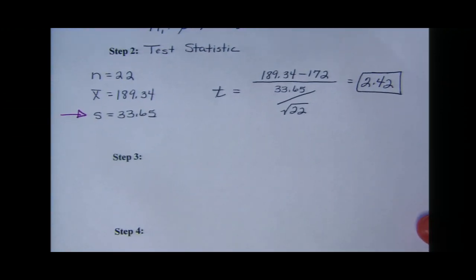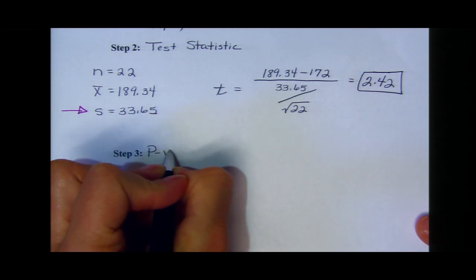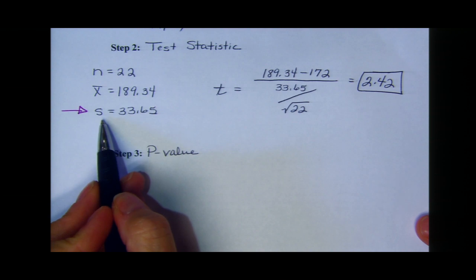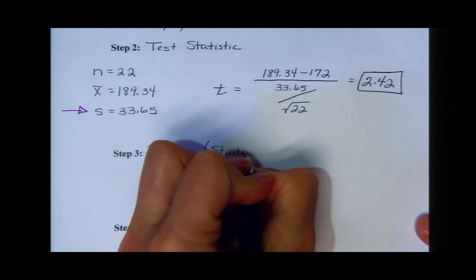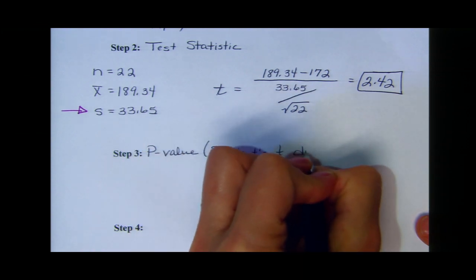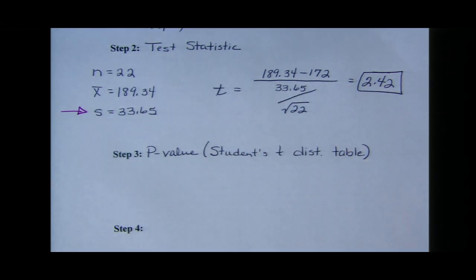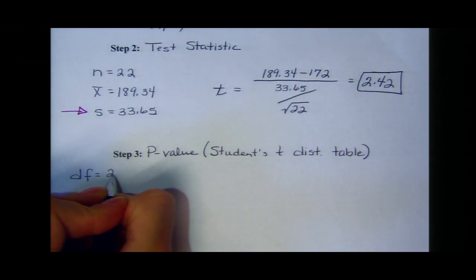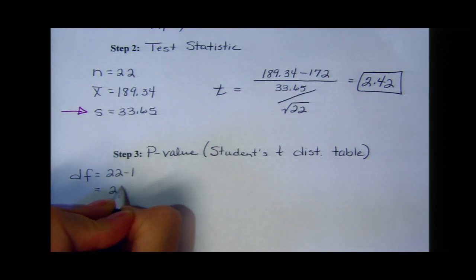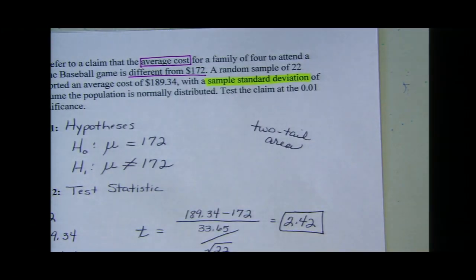All right, so now I'm going to find in step 3 the p-value. And because the population standard deviation is unknown, I know I'm going to use the student's t-distribution table. In order to do that, I need my df, which is 22 minus 1, or 21. On my table, I'm going to look at DF 21, and then at the top, I'm going to look for the two-tail area.